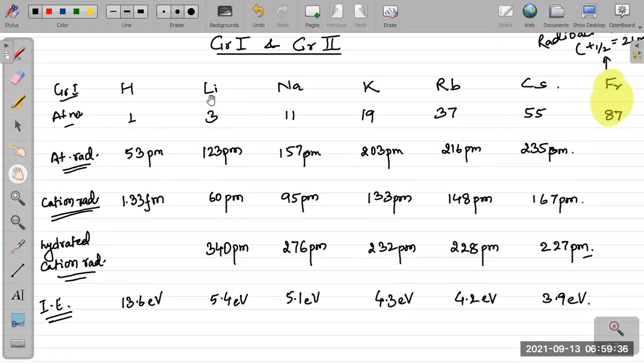Because as the size of the cation increases, the charge remains the same. Charge by radius ratio decreases down the group, and therefore their tendency to pull or attract H2O molecule will definitely decrease, right?